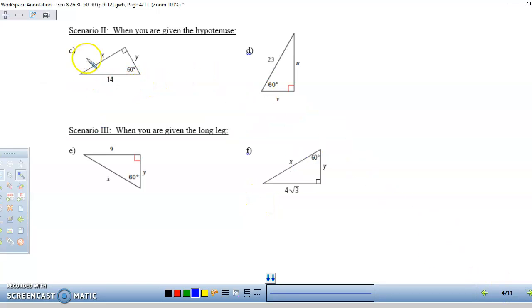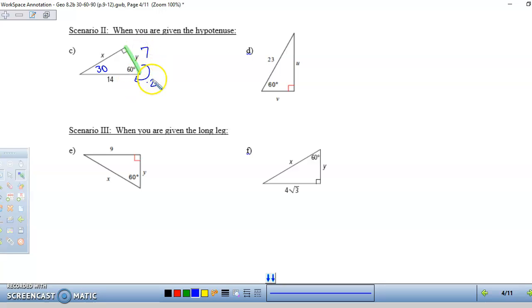Okay, the next scenario. Again, you have a 60-degree angle and a right angle, so therefore I can write in the 30. So I know that y is my short side, and across from the right angle is 14. So you always go from the short side to the hypotenuse, so times 2. So something times 2 is 14. So that something should be 7.